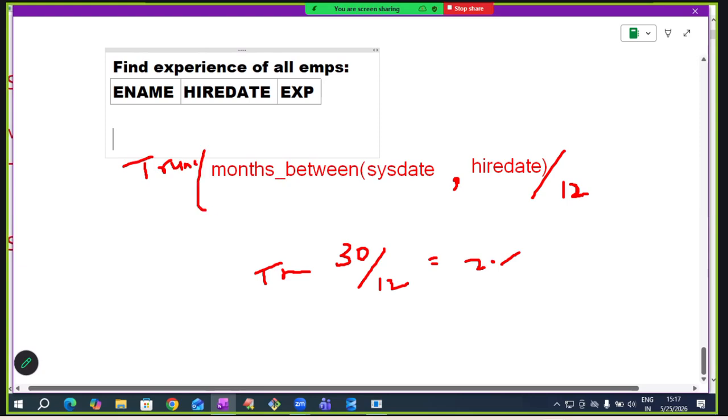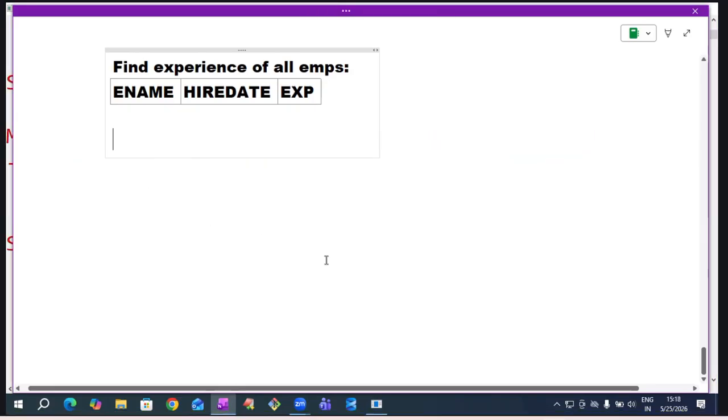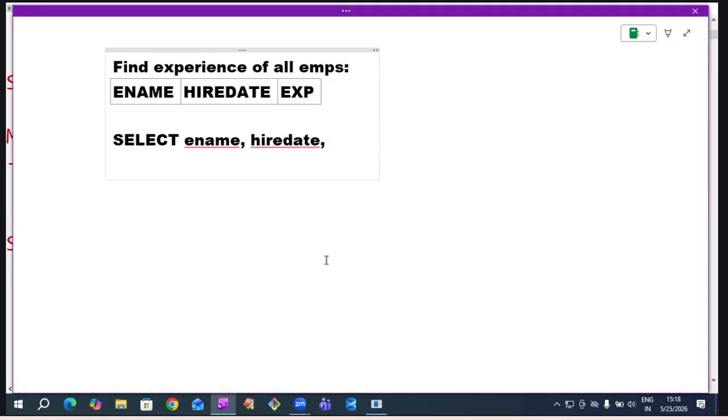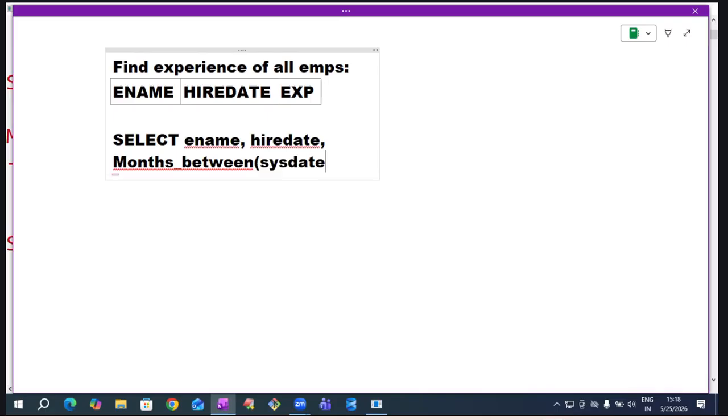TRUNC of. So what's the final expression, sir? TRUNC of MONTHS_BETWEEN(SYSDATE, hire date) by 12. This one only we are writing. Select ename, hire date, and to find experience, call the function MONTHS_BETWEEN. To get today's date, SYSDATE. Joining date is in hire date.